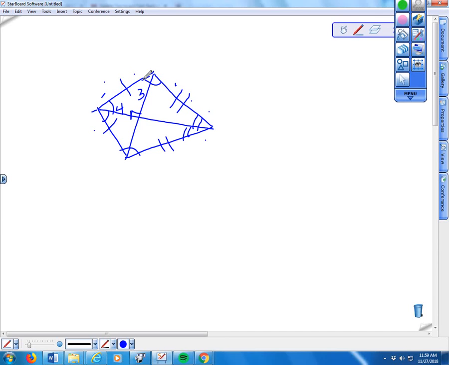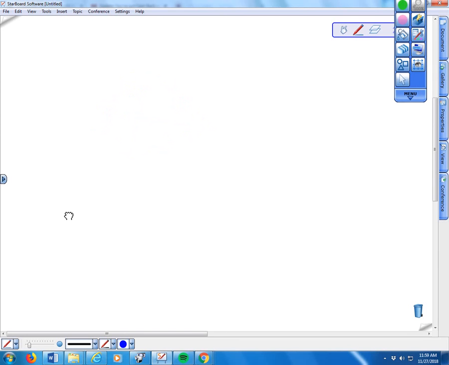Okay? The last shape we're going to learn is a trapezoid. And there's controversy in the math world on whether the definition of a trapezoid is one pair of parallel sides or at least one. Because if it's at least one, a square could be called a trapezoid. Right? Because it has at least one pair of parallel sides. I personally use the definition of one pair of parallel sides.